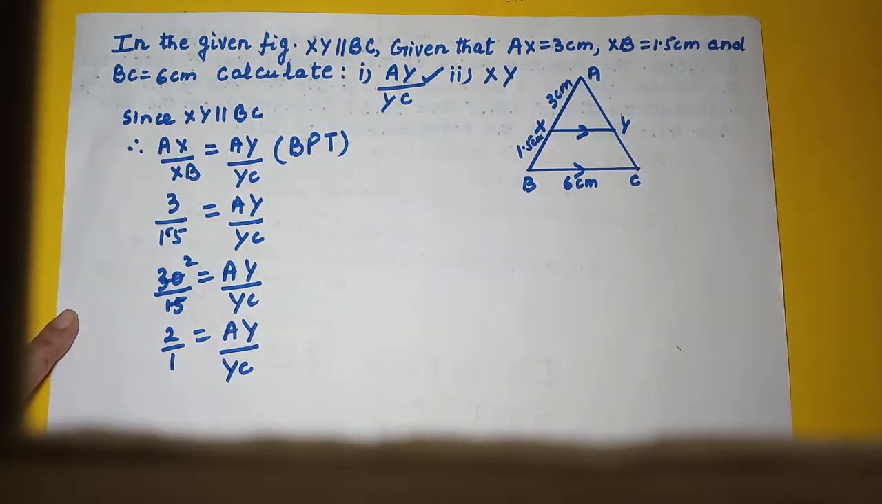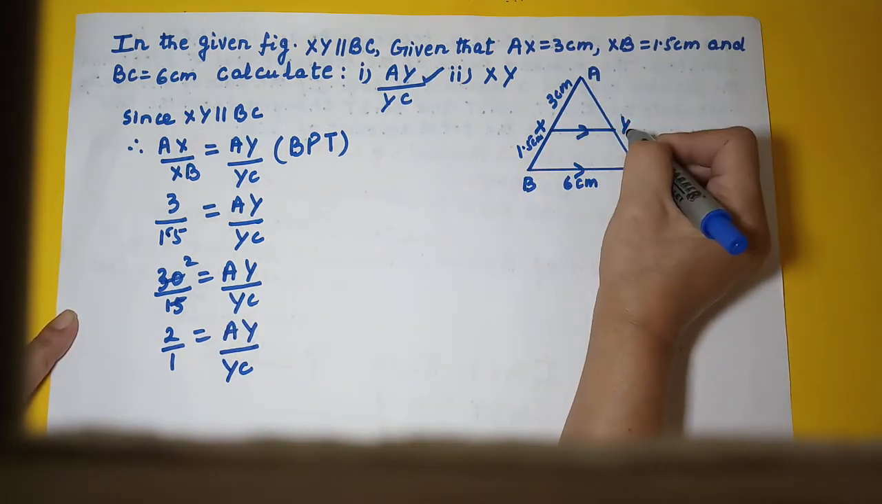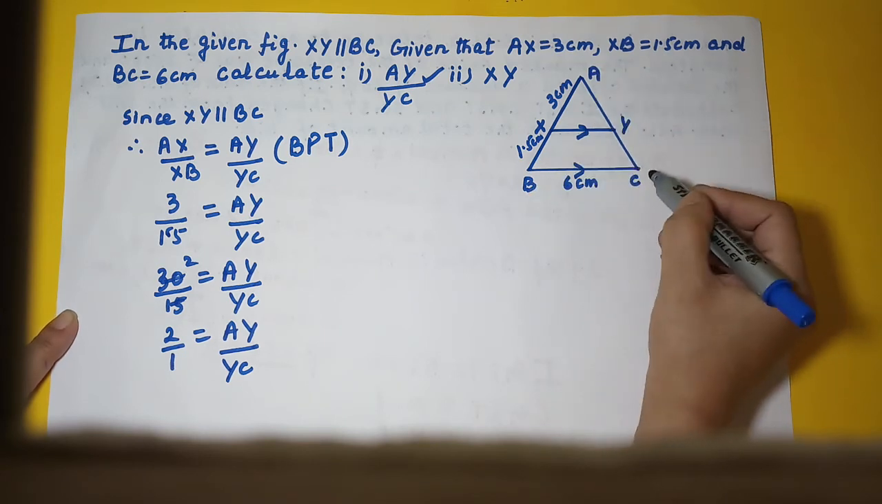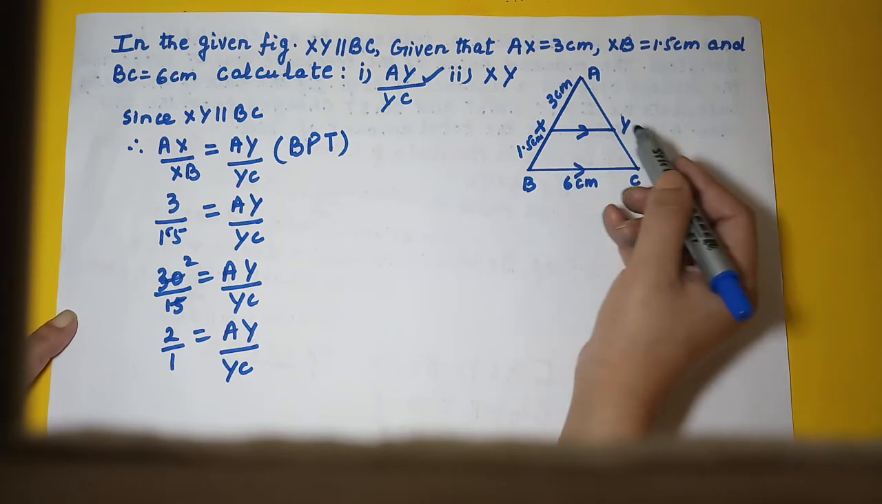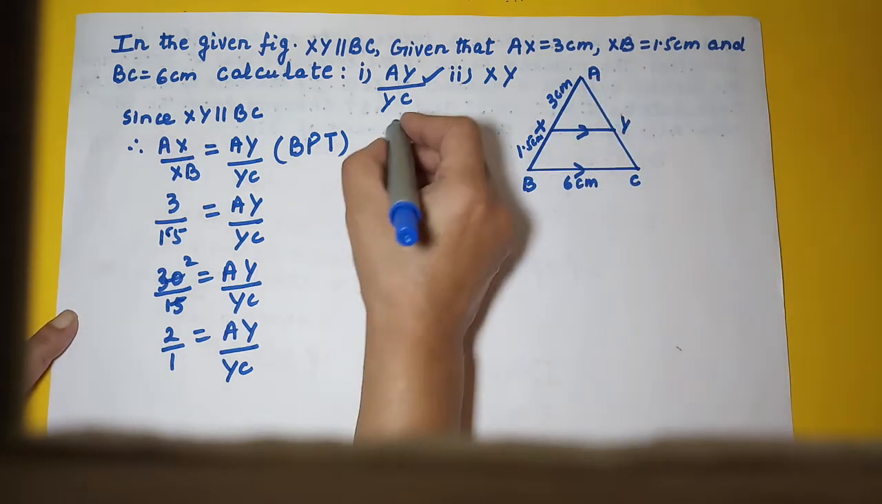For that we will prove triangle AXY similar to triangle ABC, right? Then after that, if the triangles are similar, their corresponding sides are proportional to each other. That's how we will find the value of XY. So let's prove these two triangles similar.